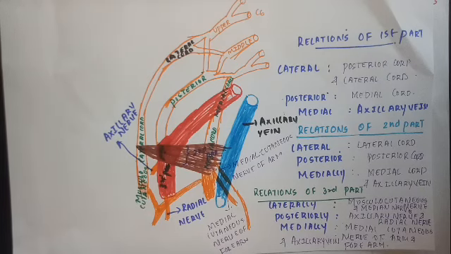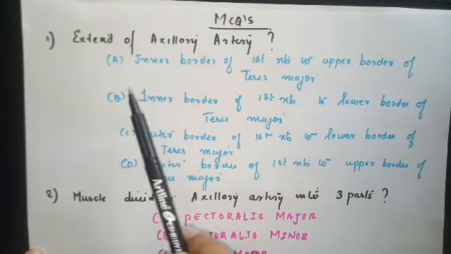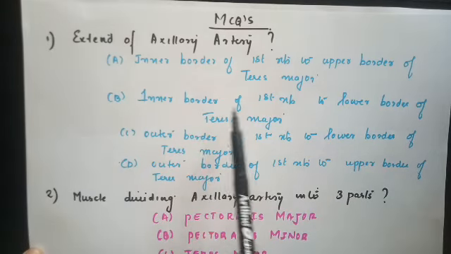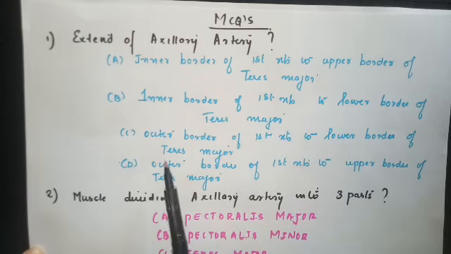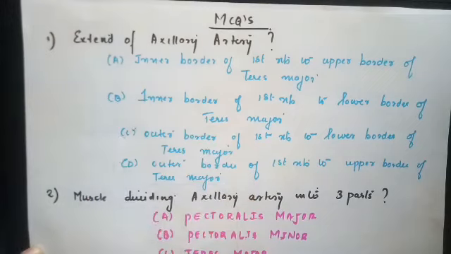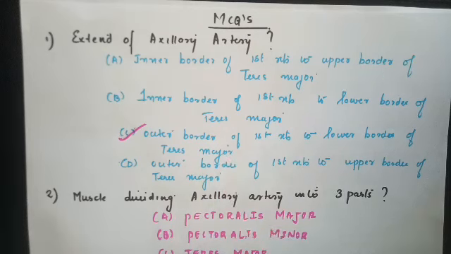Now we will discuss some questions from this part. First question is about the extent of axillary artery. Options: inner border of first rib to the upper border of teres major, inner border of first rib to the lower border of teres major, outer border of first rib to the lower border of teres major. D option is outer border of first rib to the upper border of teres major. The correct answer is option C, that is outer border of first rib to the lower border of teres major.